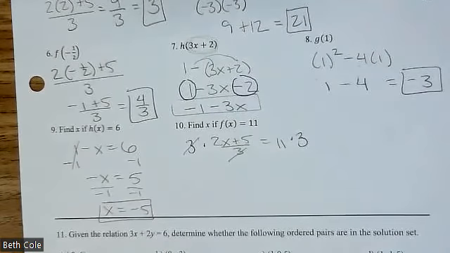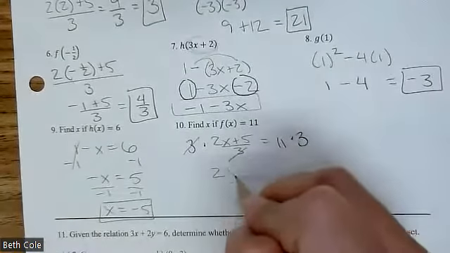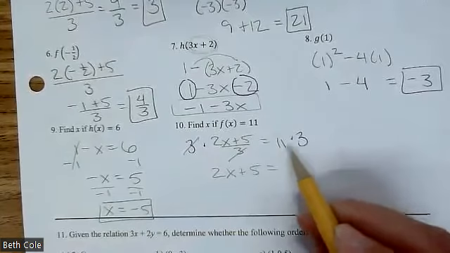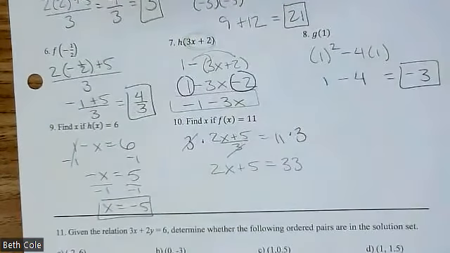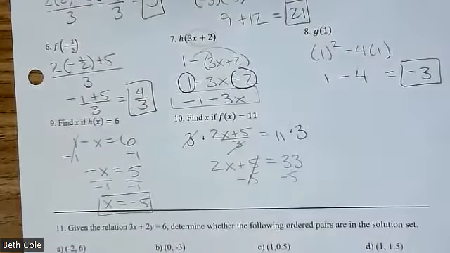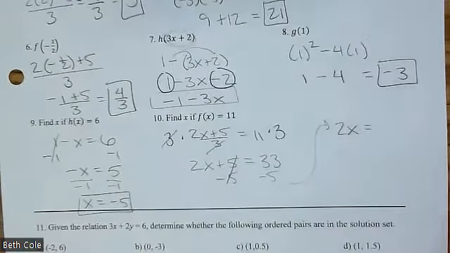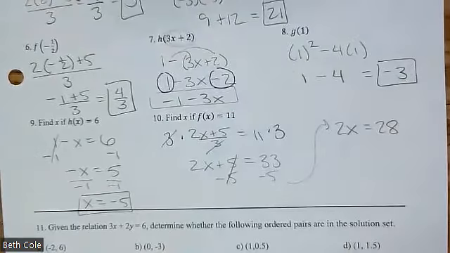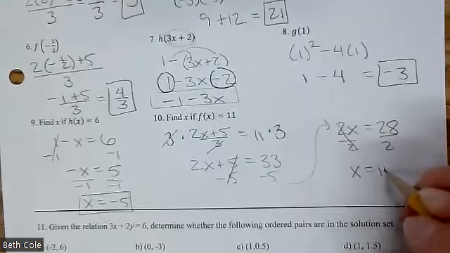You guys are doing great. Keep going. Nice job. I'll give you a break when we finish this page. Focus with me and write it down. It's how you learn. So this would be 2x plus 5 equals 11 times 3, 33. Good. And then we're going to subtract 5. I'm going to move over here because I ran out of space. I'm sorry. I write too big. 2x equals 28. Yep. And divide by 2, 14.